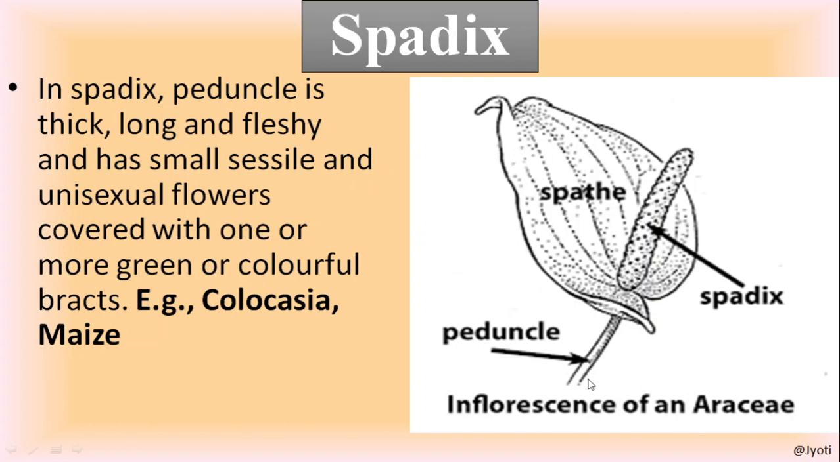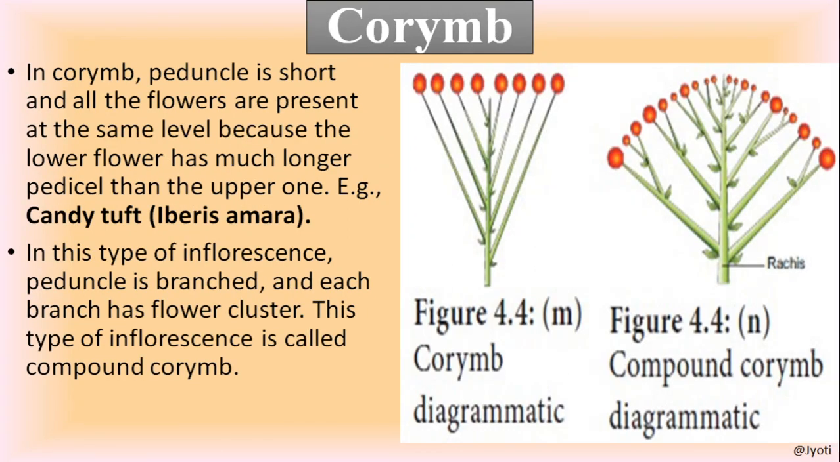So what is the characteristic feature of spadix? The peduncle is thick, long, fleshy, which bears sessile, meaning stalkless, flowers which are unisexual. The whole inflorescence is covered by one or more large bracts that are called spathe, and this bract is usually colorful. The next type of inflorescence is corymb.